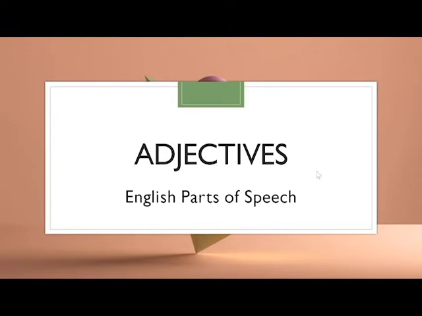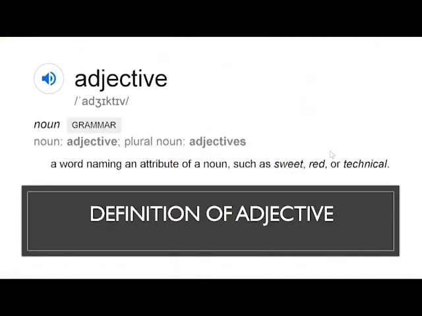Today in our class, we will learn about adjectives, which is another one of the parts of speech in English. Are you excited? So the first thing we will do is to define what an adjective is. I have brought you a definition from an English dictionary, that tells us that an adjective is a word naming an attribute of a noun, for example, such as the word sweet, red, or technical.